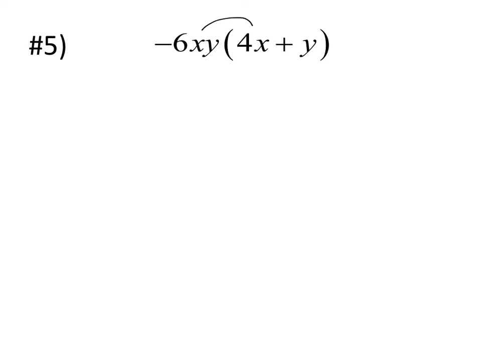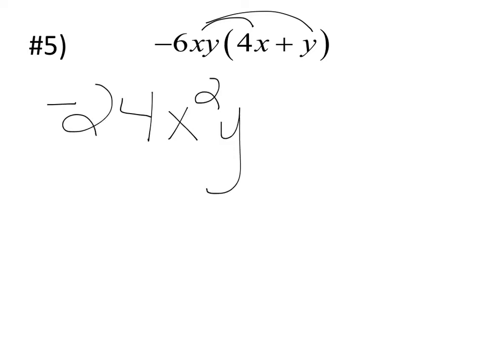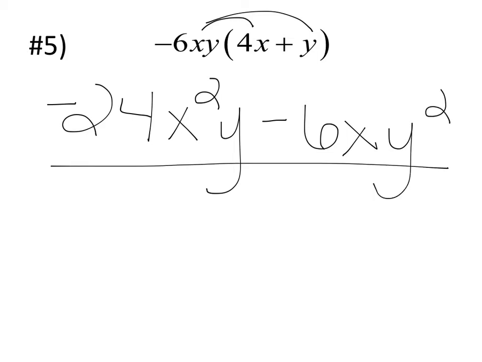Okay, now we're going to distribute negative 6xy. So negative 6 times 4 is negative 24. Xy times x is x squared y. Then you distribute the negative 6xy to the y, which just gives you negative 6xy squared. These are not like terms, so that is your answer.